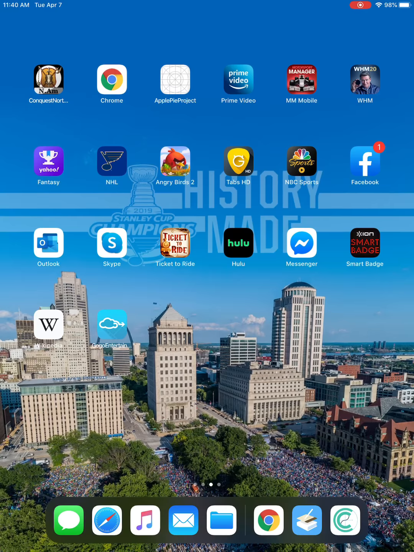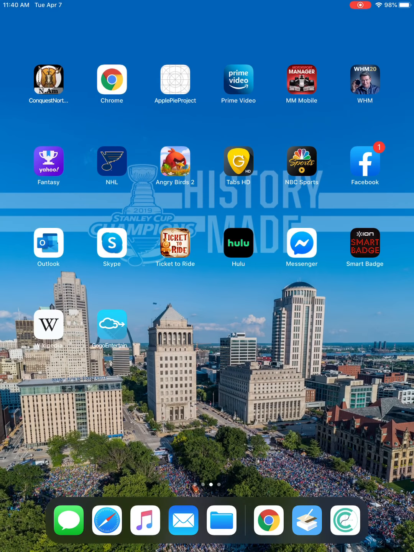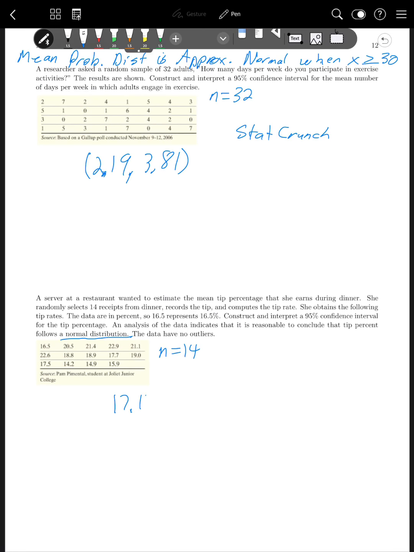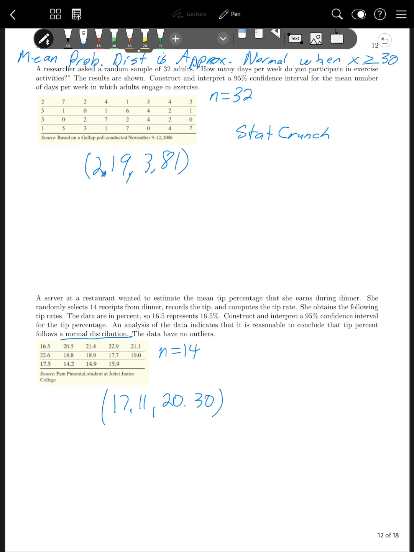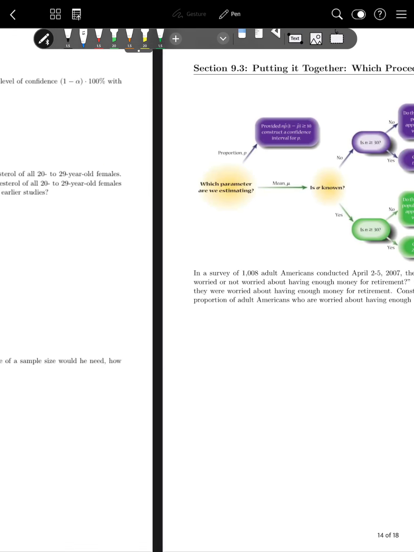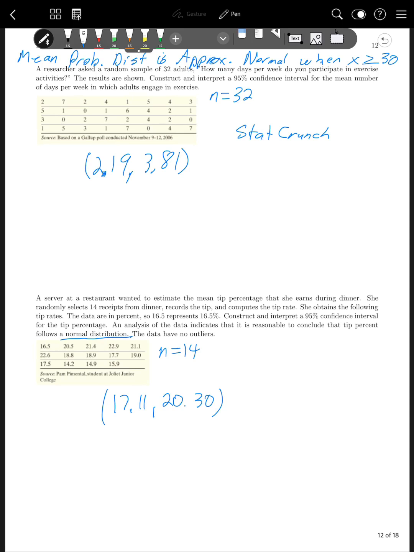So if I go back to Statcrunch for the second one, I would go through the same steps. I'd hit Stat, choose T Stats with data. I would choose my column, which in this case is the tipping one. I would choose confidence interval, put in my confidence level, and then hit compute. And this one is 17.11 to 20.30. So the average customer tips between 17.1% and 20.3%.